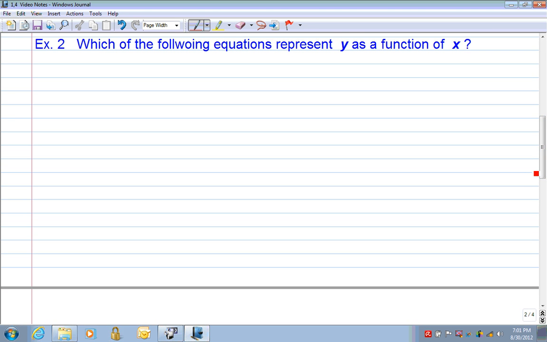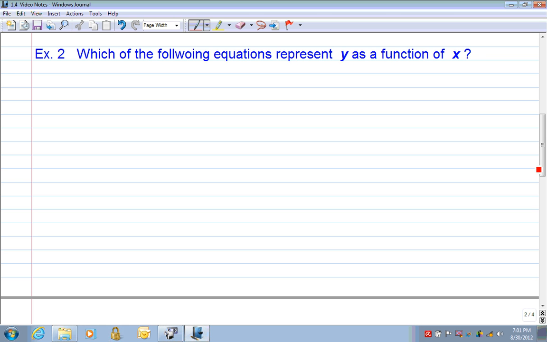Let's talk about which of the following equations represent y as a function of x. Let's take a look at two different examples. Here's example A: 2x squared plus y plus 1 equals 0. To find out if the equation represents y as a function of x, you need to solve for y. So we would move the 2x squared and the 1 over to the right, and you would end up with y equals -2x squared minus 1.